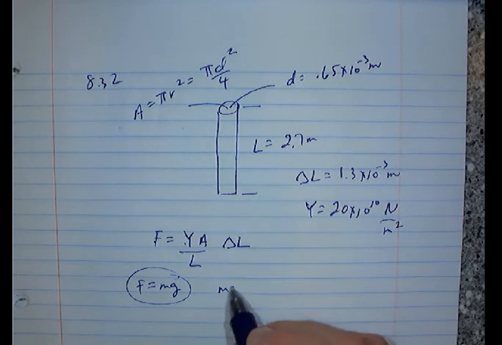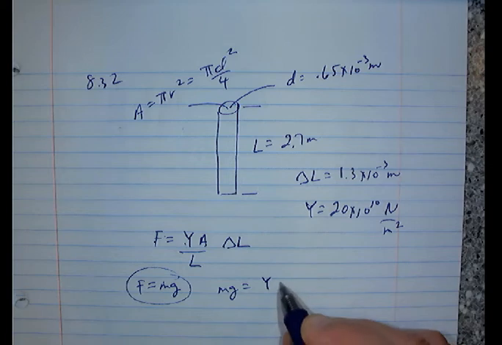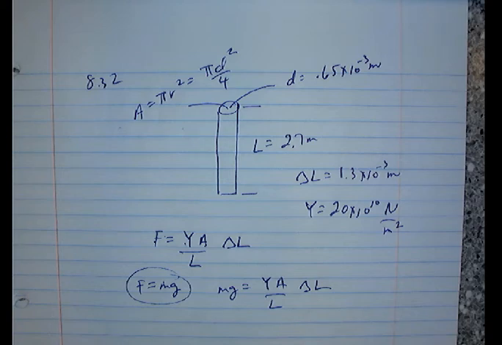Okay, so we have mg, putting that in here for the force, Young's modulus, area, length, times delta L. So you have everything to figure out m, right? That's what we're actually trying to figure out, the mass that will stretch it a certain amount. So you have everything here.